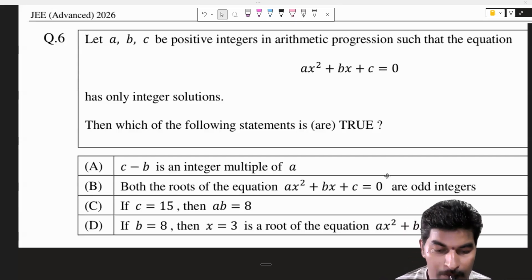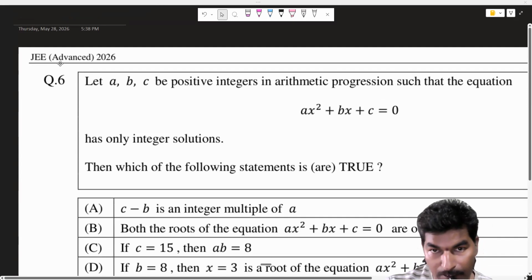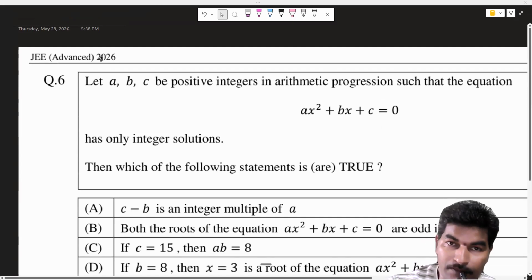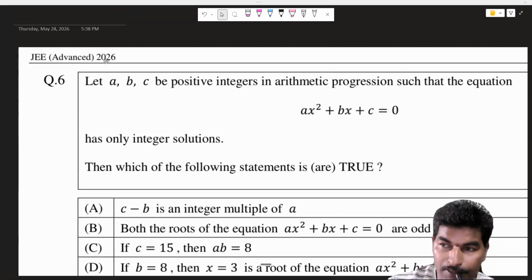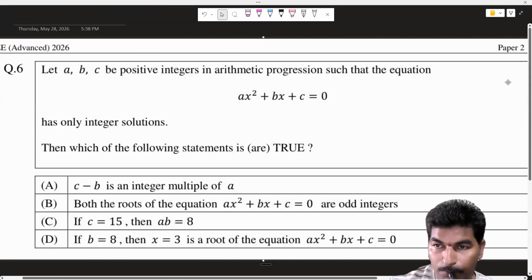Take a look at this question. This question was asked in JEE Advanced 2026 paper 2. Okay, so please read the question.